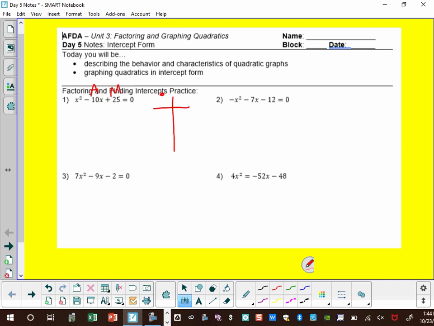So I needed 2 numbers that multiplied and gave me what? 25, and 2 numbers that added to give me what? -10. You can look at your yellow sheet, or you can use your calculator.